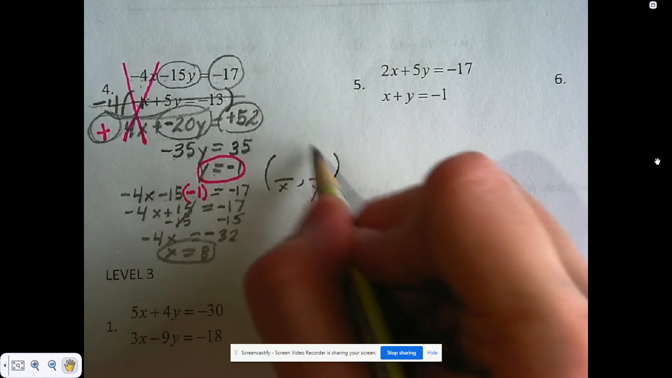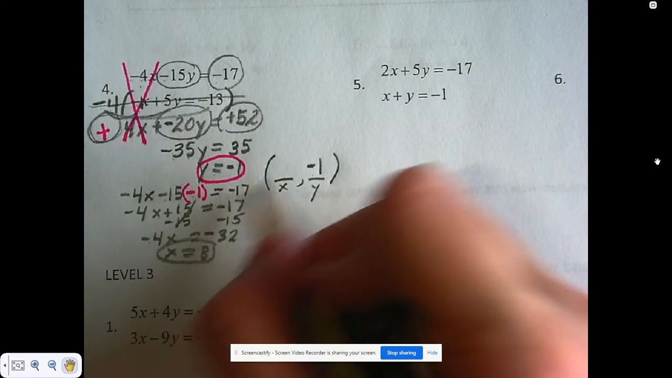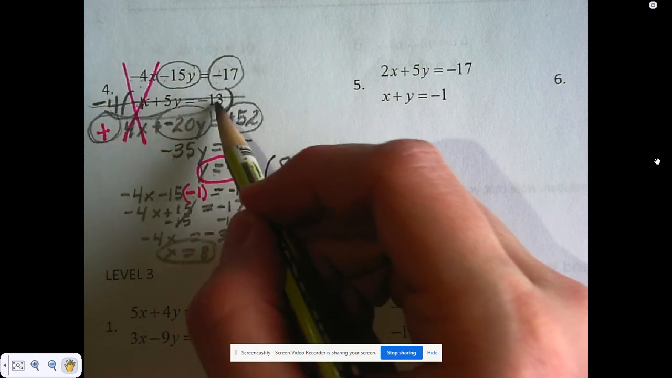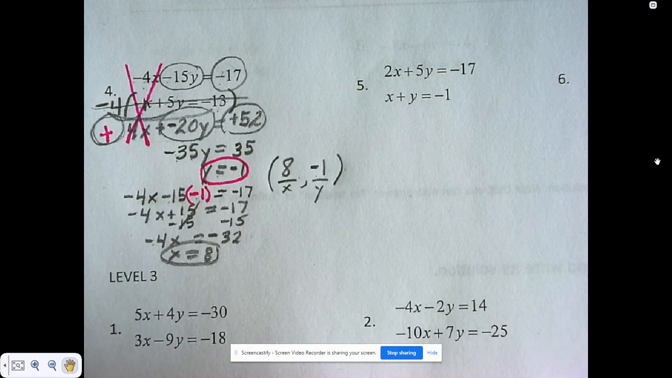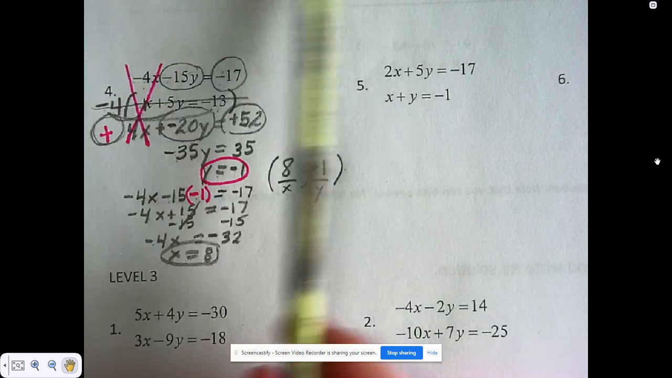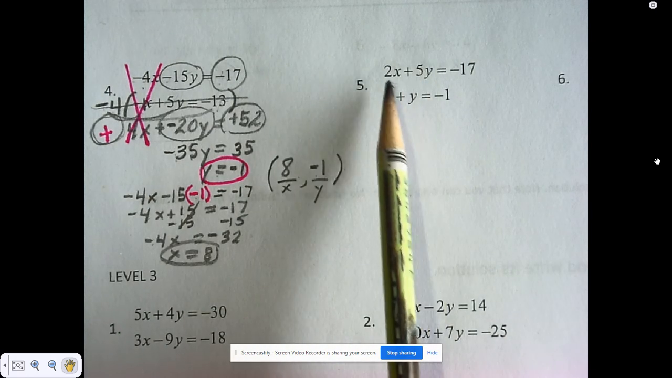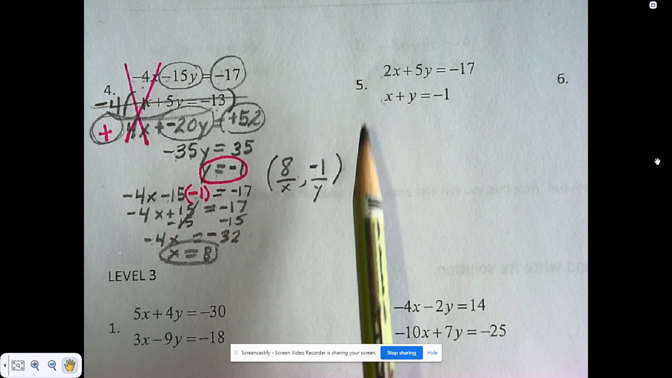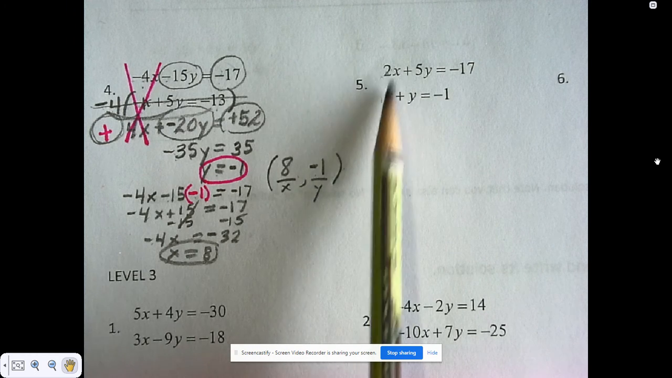So my y was -1, which I found out first, and then my x was 8. This is the point where these two equations, if I was to graph them, would cross. So you need to continue on with 1, 2, 3, and 5, and 6 of the level 2 by making, again, the coefficients either the same for subtracting or opposite for adding. Adding seems to be a little bit easier, so you might want to make them the opposite.